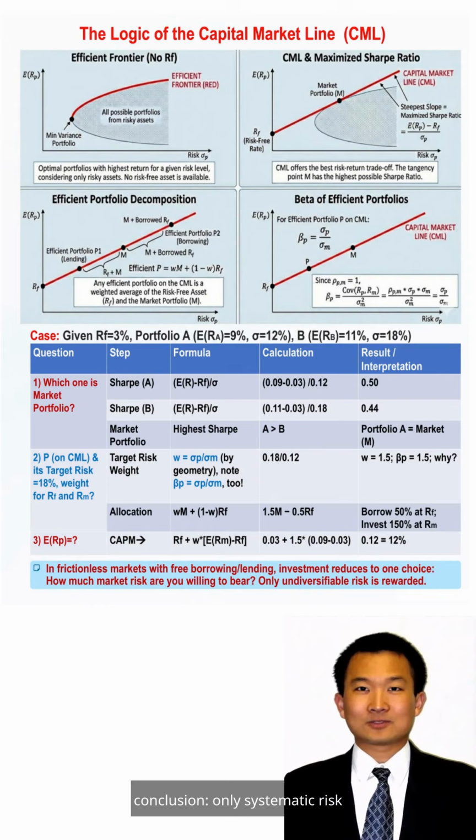The CAPM gives us a core conclusion. Only systematic risk truly yields returns because individual risks can be eliminated through diversification.